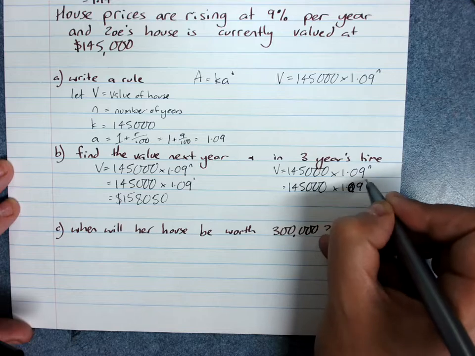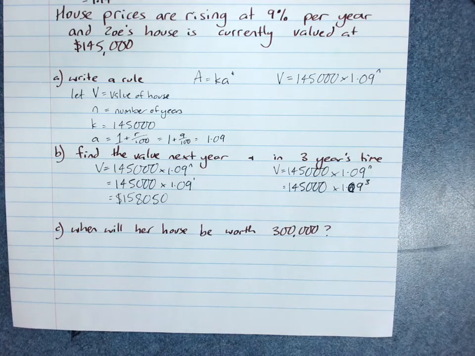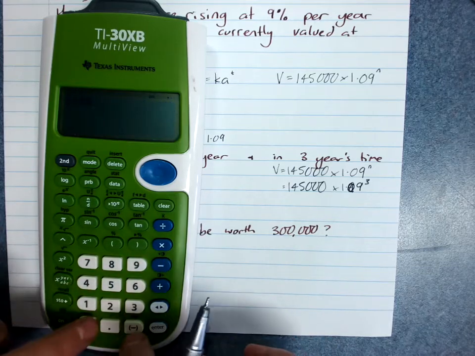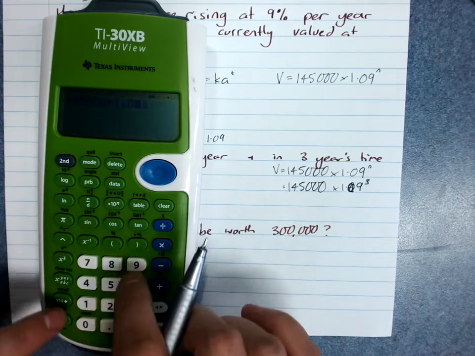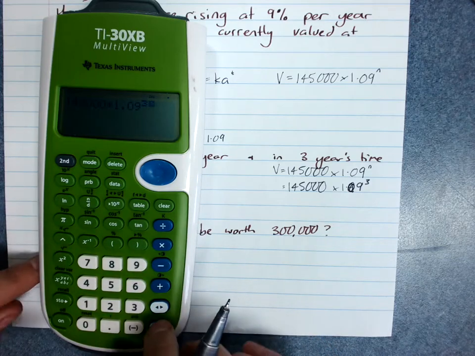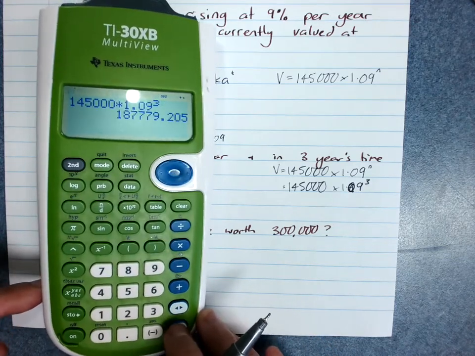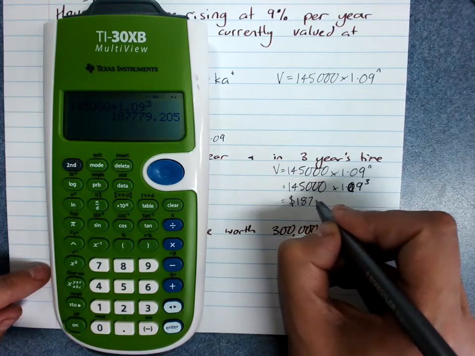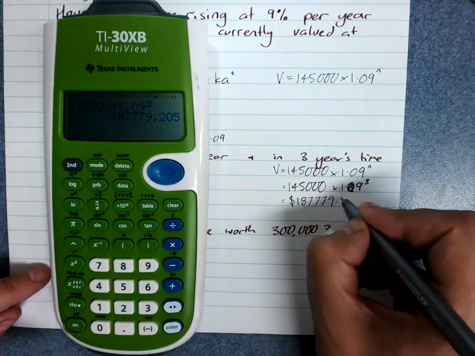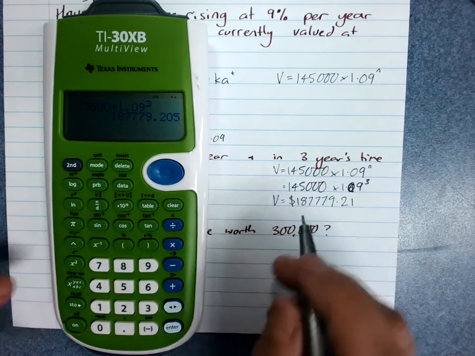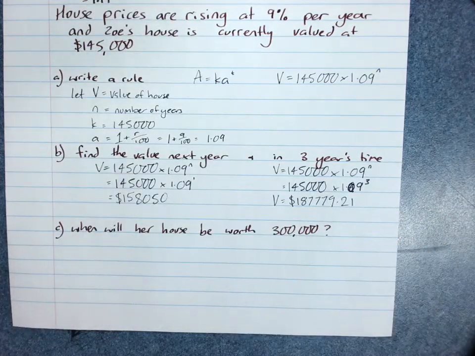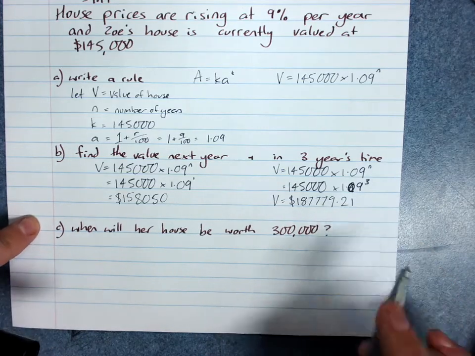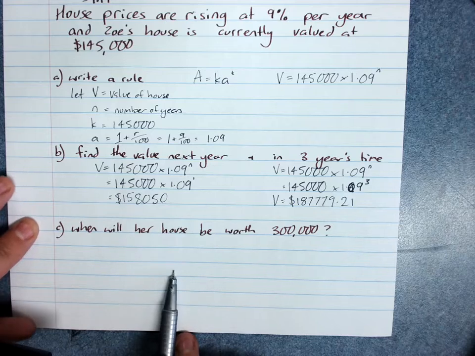And we'll use the calculator for that. So in 3 years' time, it's worth $187,779.21. Again, at this point, it's quite sensible to stop and come back to this type of question.